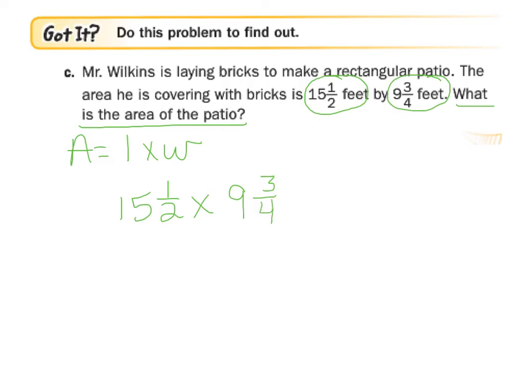And before I can multiply, I have to get rid of these mixed numbers. So 15 times 2 is 30. So I'm going to add that to my numerator, and I'm going to get 31 halves. I'll go over here, and 9 times 4 is 36. So 36 plus 3 is 39 over 4.